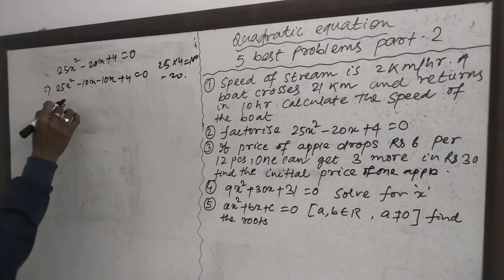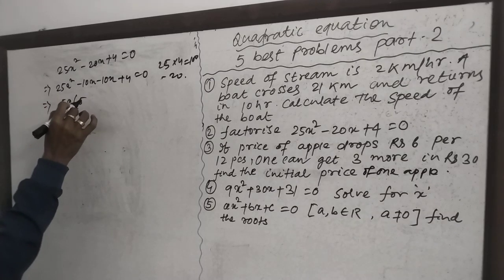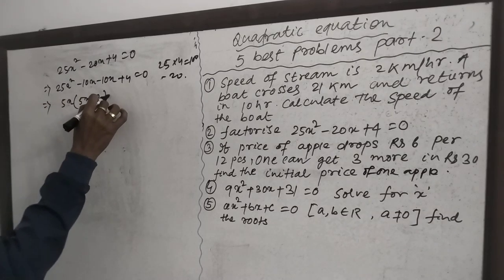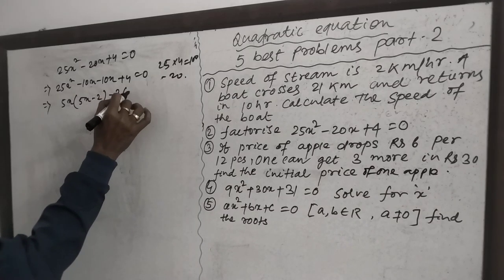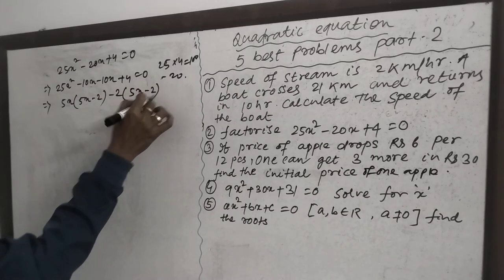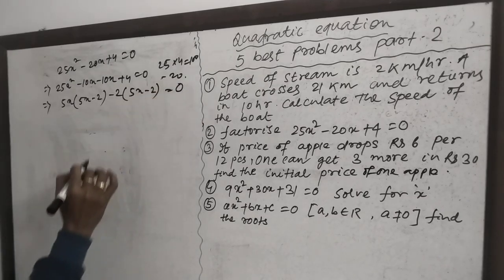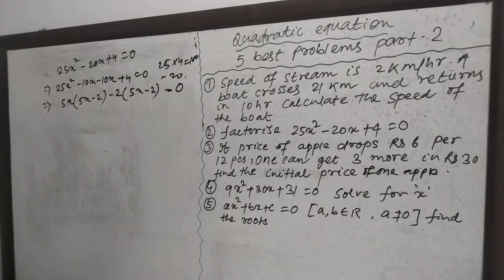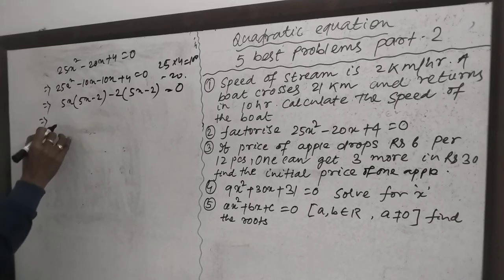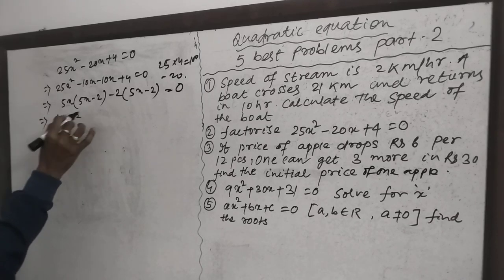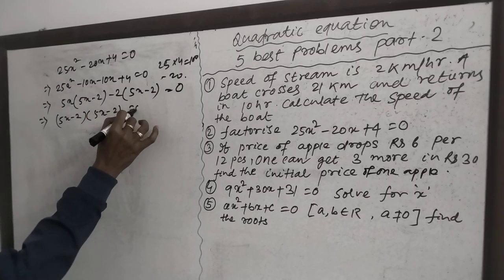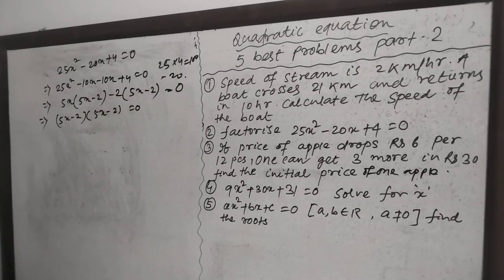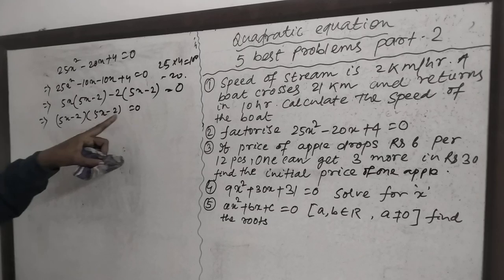Taking 5x common, 5x into (5x minus 2), minus 2 common, (5x minus 2) equal to 0. Now (5x minus 2) into (5x minus 2) is equal to 0. This is the factorization. Or (5x minus 2) whole square is equal to 0.